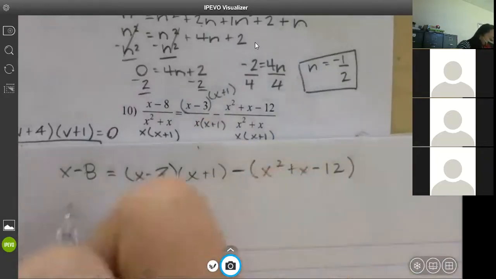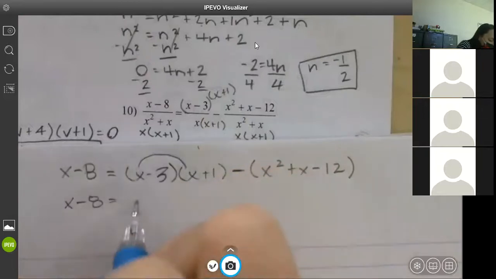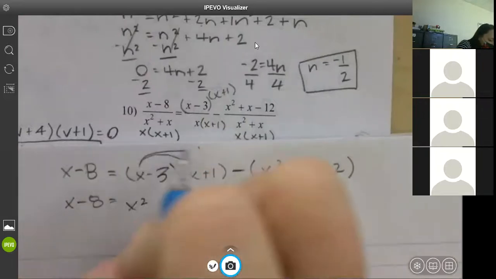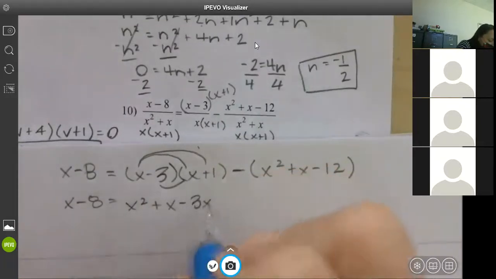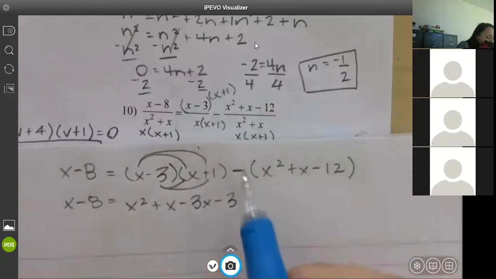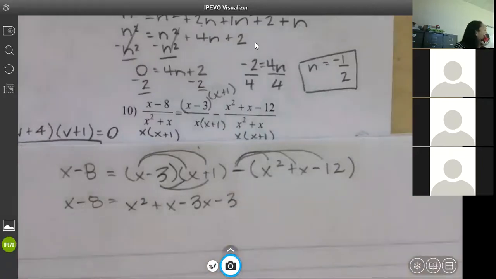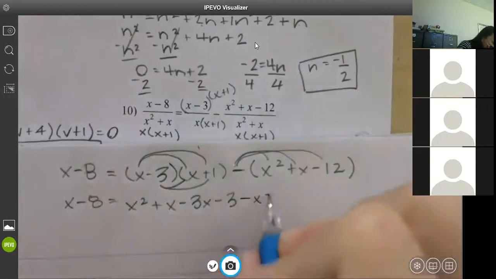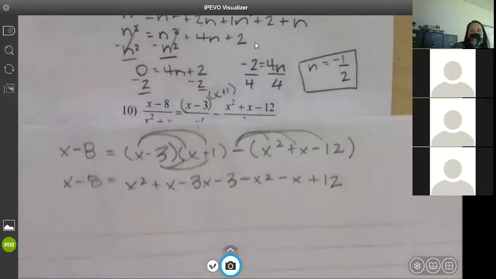We're going to double distribute. So leave this x minus 8. X times x is x squared. X times 1 is 1x, or just x. -3 times x is -3x. -3 times 1 is -3. Distribute your minus. That's why you have to put parentheses. Otherwise, you're going to mess up the problem. So make sure that minus is distributed. Minus x squared minus x plus 12.